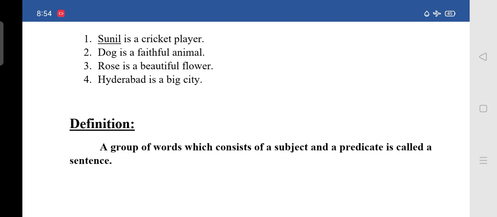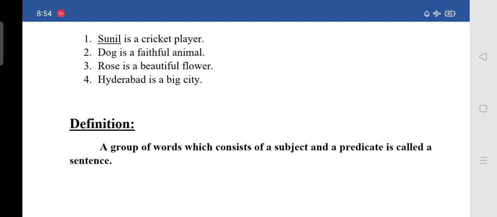So a group of words can be called a sentence where you have a subject and predicate. I think you have understood till here, and I want you to write all these neatly in your notes.